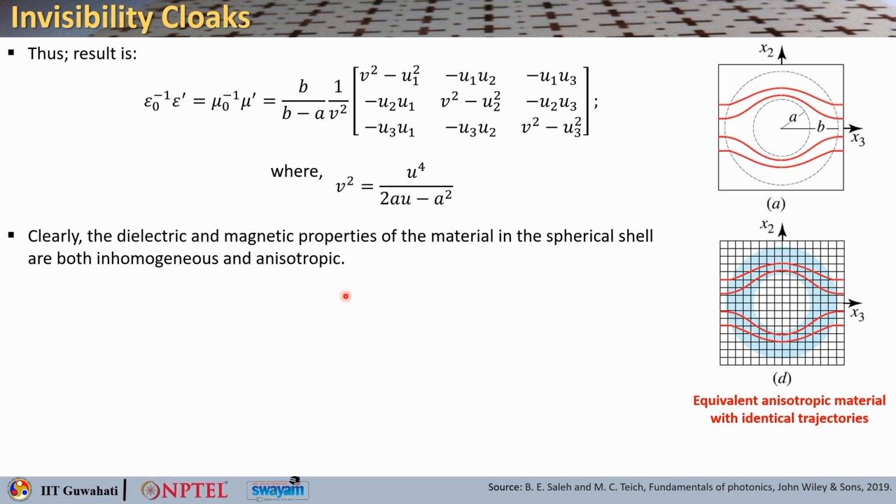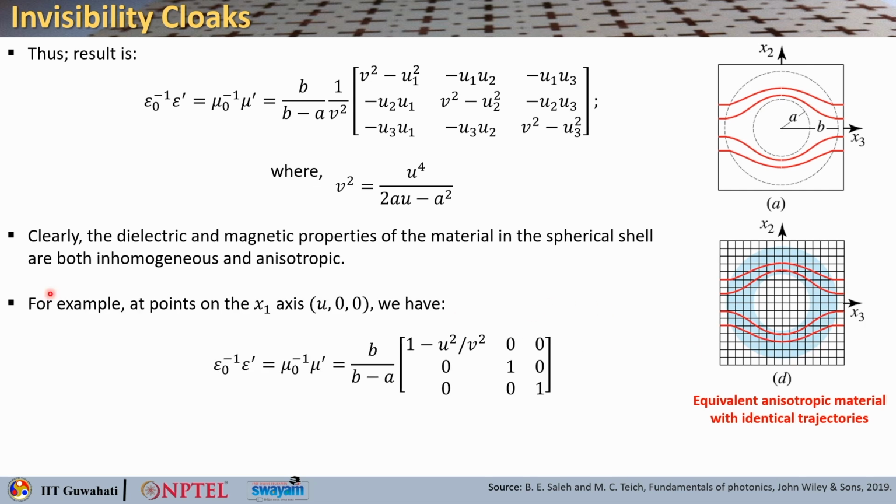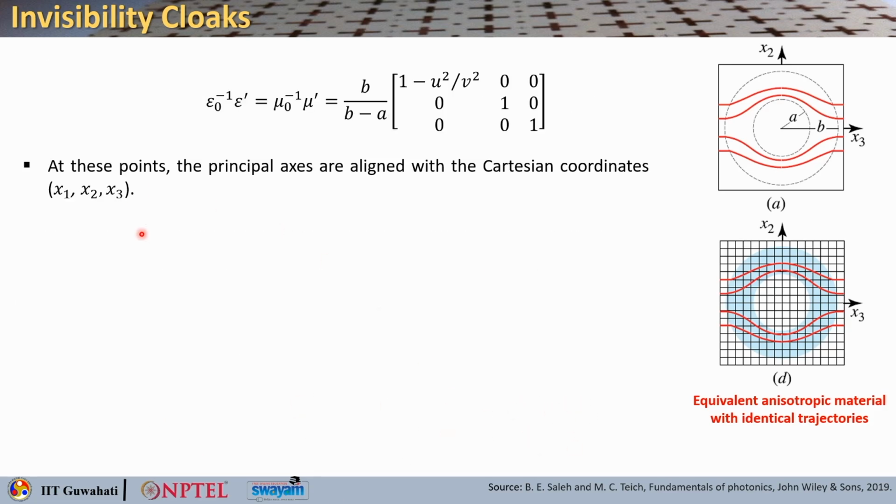Clearly, it is not very easy to get this kind of material, because the dielectric and magnetic properties of this material in the spherical shell, shown here in the highlighted region, are both inhomogeneous and anisotropic. If you take an example on the x1 axis, where you have u, 0, 0, you get epsilon prime by epsilon naught equal to mu prime by mu naught, which is b by (b minus a) times the matrix with entries 1 minus u squared by v squared, 0, 0; 0, 1, 0; 0, 0, 1. This is the value for that.